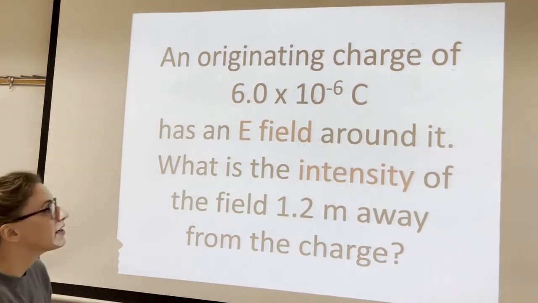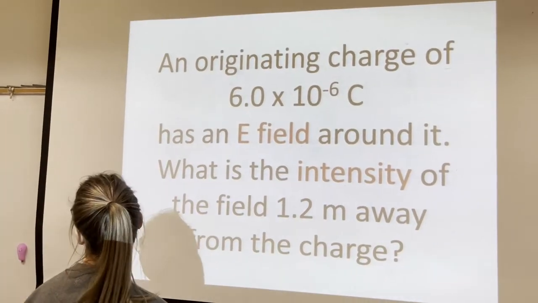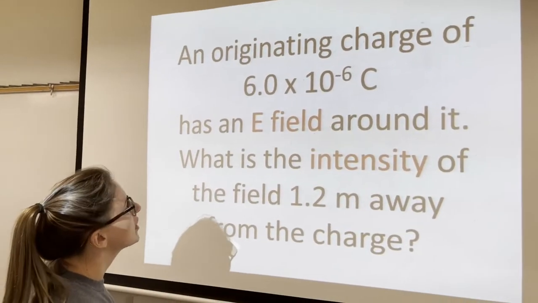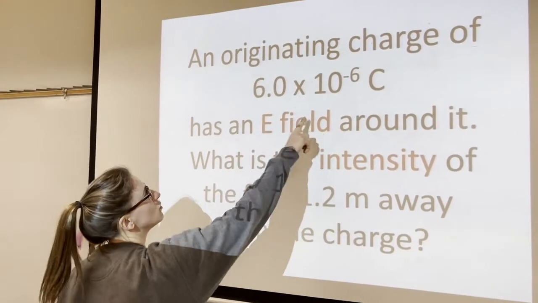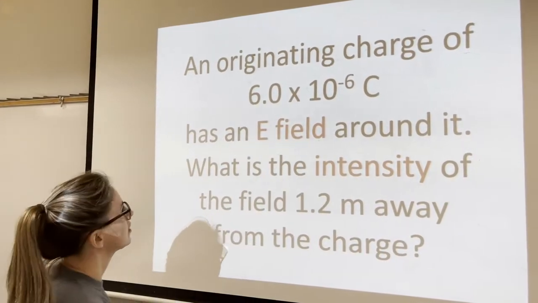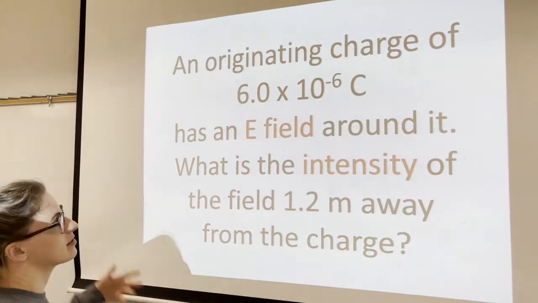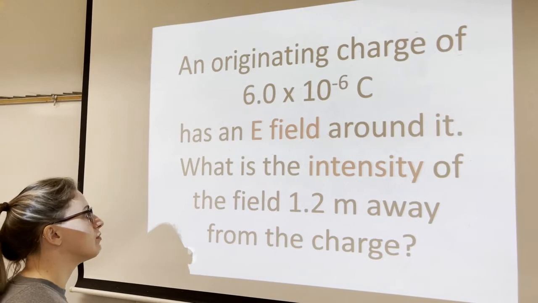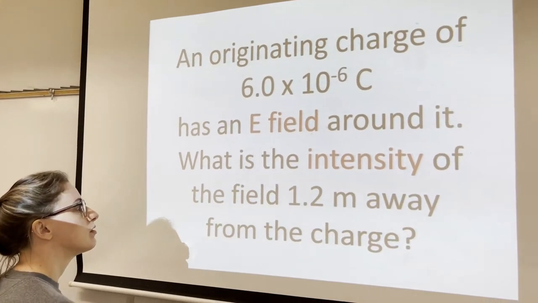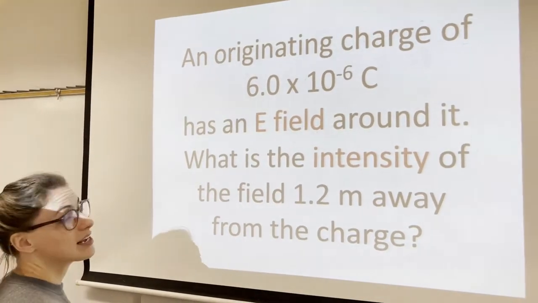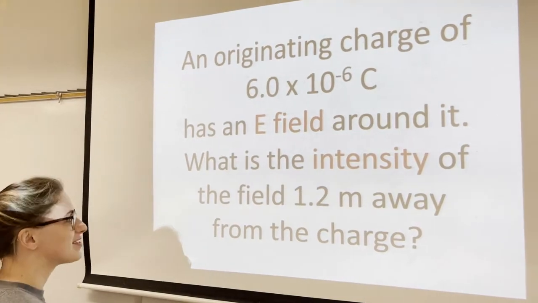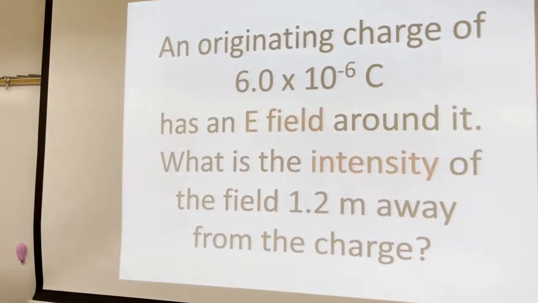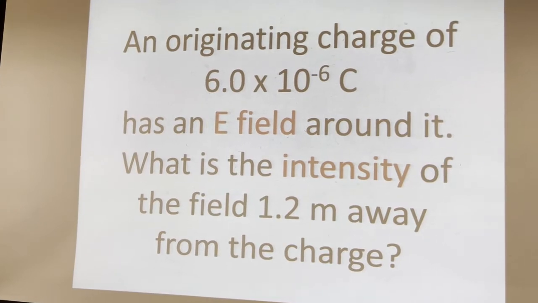All right, here is a little question for you before we end. An originating charge of this many coulombs has an electric field around it. What is the intensity of the field 1.2 meters away from the charge? What equation are we going to use here? Take a look at the two that you've got written down.